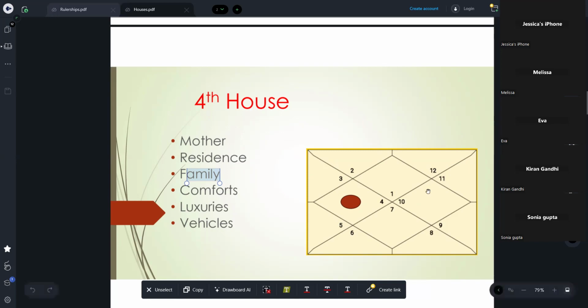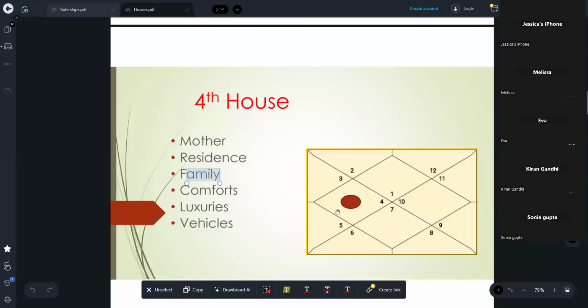Second house. Correct. Second house. Which house represents your short distance travels, short trips? Third house. Third house was pretty good. I would ask you what house represents long distance travels, but I haven't really covered that house yet. Meanwhile, I'm pretty sure many of you already know, but just still.